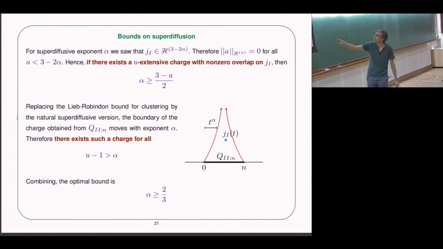And for this Q_ii charge, we can bound u: u minus 1 greater than alpha. If you combine these bounds, you get exactly alpha greater than or equal to 2/3. So the 2/3 bound comes from analysis of fractionally extensive charges where the boundaries don't go at a certain fixed velocity but grow in some power law like that. And the fact that the current has to be in a certain fractional Hilbert space, by this 3 minus 2 alpha. Combining these two things, we get an explicit lower bound for the alpha that has to control the current, and this is indeed the KPZ lower bound. Yes.